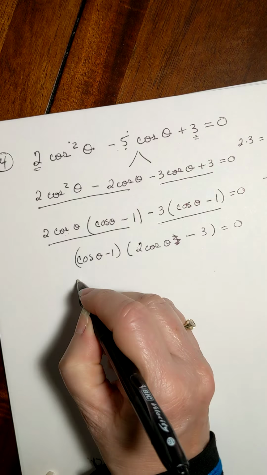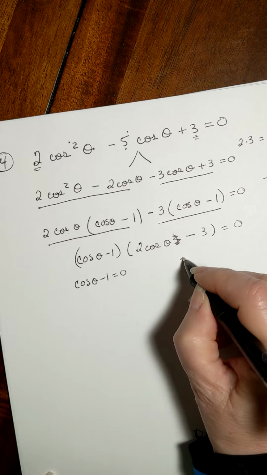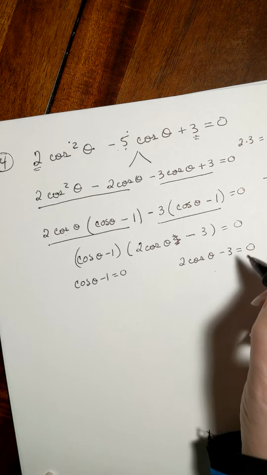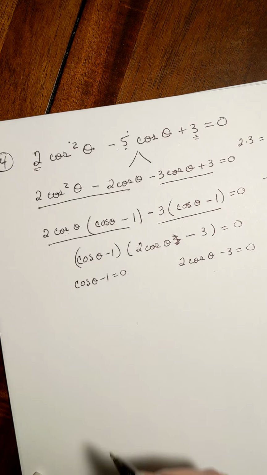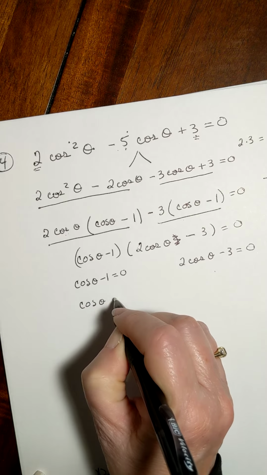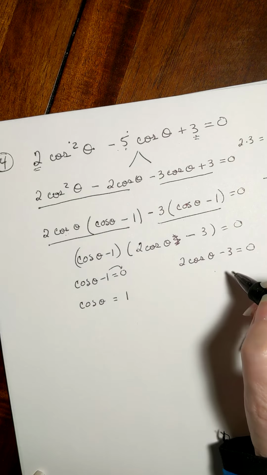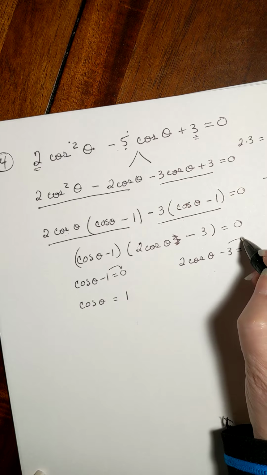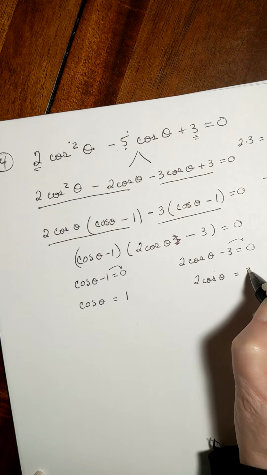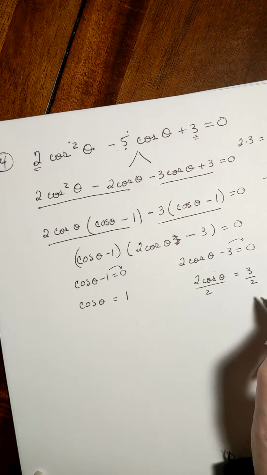So here I get cosine of theta minus 1 equals 0, or 2 cosine of theta minus 3 equals 0. So if I have cosine of theta, add 1 to both sides, equals 1. And then over here, I'm going to add the 3. 2 cosine of theta equals 3. Change the side, change the signs, and then divide both sides by 2.